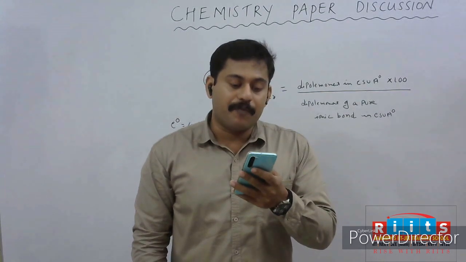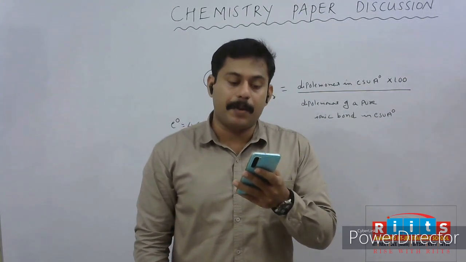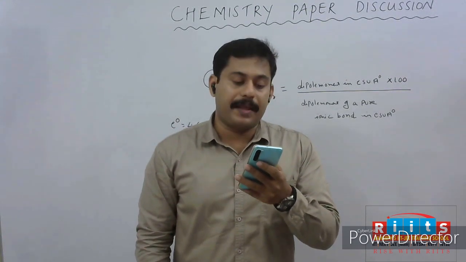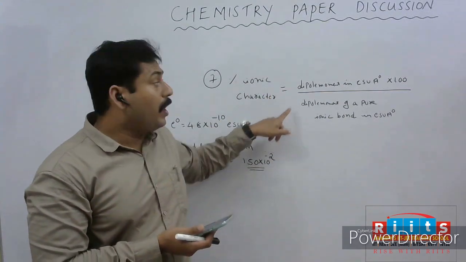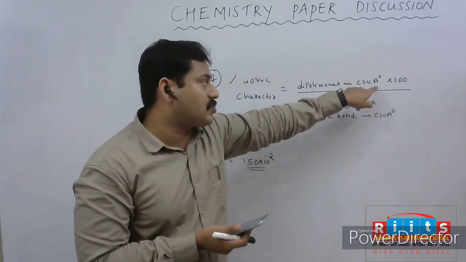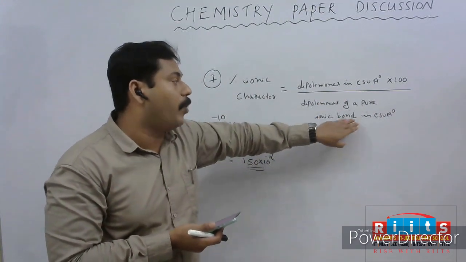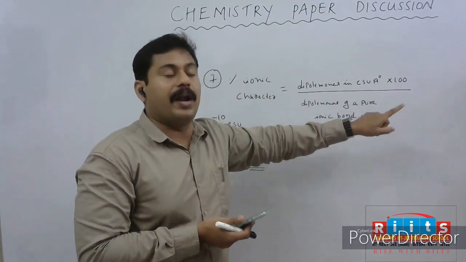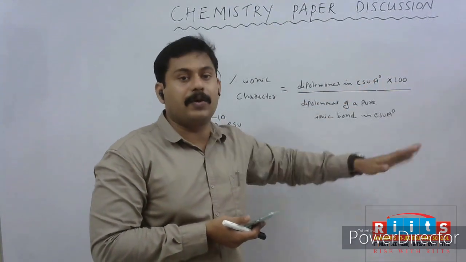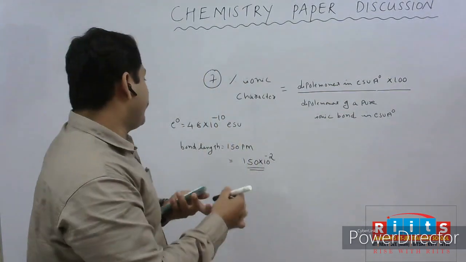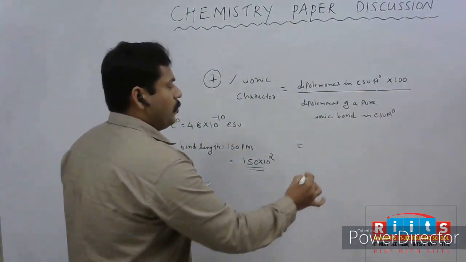The dipole moment of a bond AB is 5 D and its bond distance is 150 picometer. The percentage ionic character of this bond is. So we know that the percentage ionic character is equal to dipole moment in ESU angstrom into 100 divided by dipole moment of a pure ionic bond in ESU angstrom. Generally, we forget this ESU angstrom. So do not forget that ESU angstrom unit also. Be careful.